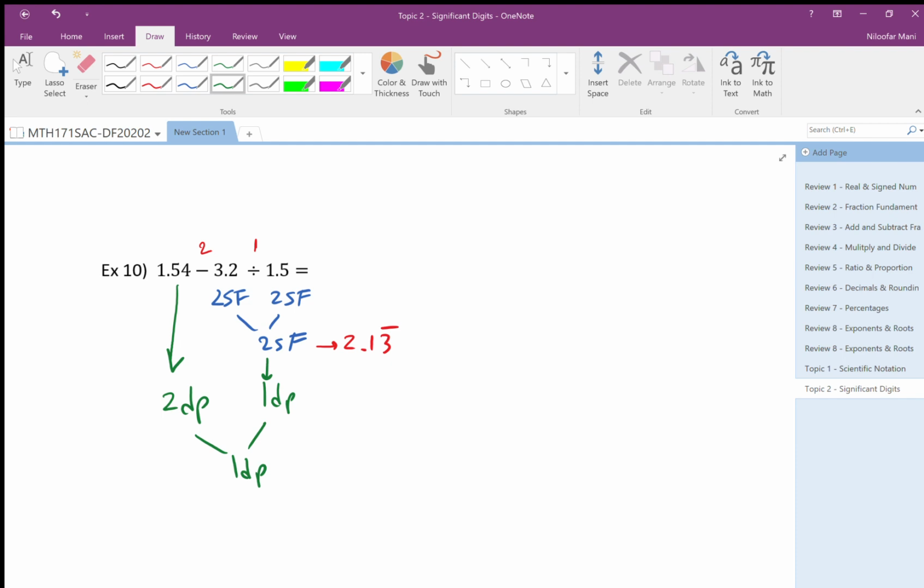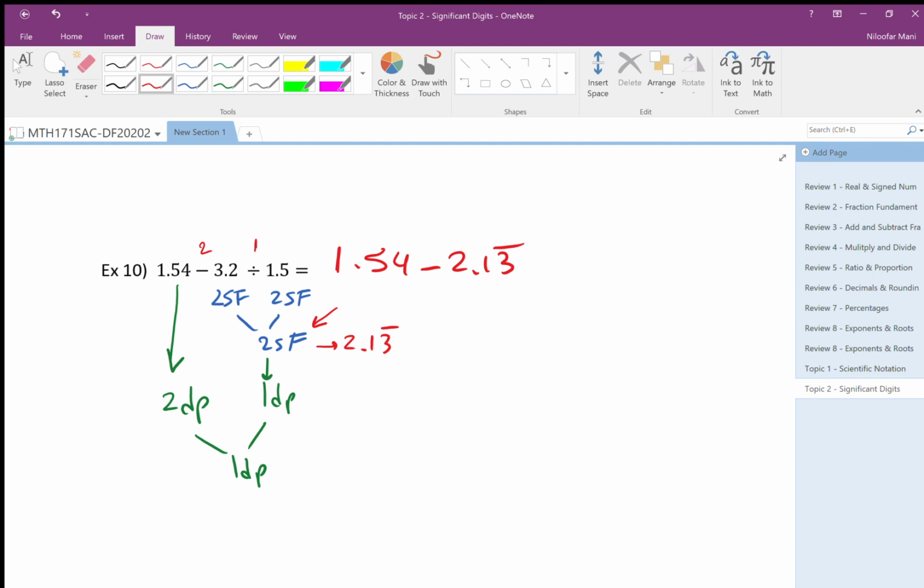So now I do not change my number. No change. I don't round in the middle, because sometimes I see a student say two significant figures, round this, and then instead of 2.1333 forever, they just use 2.1 because they say it was two significant figures.